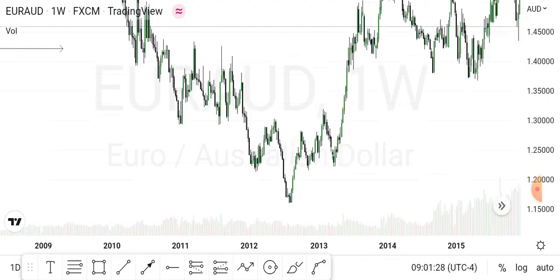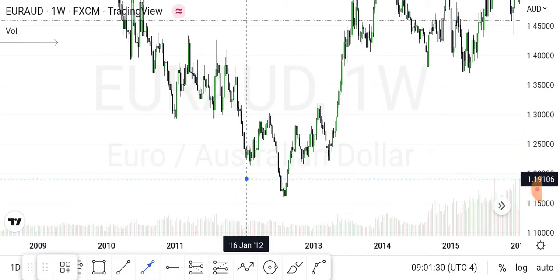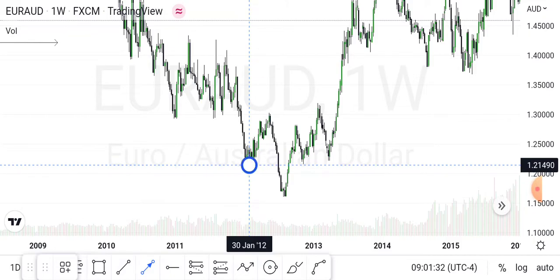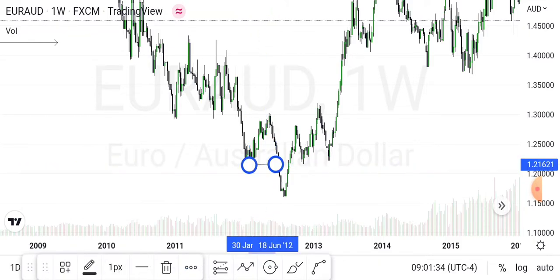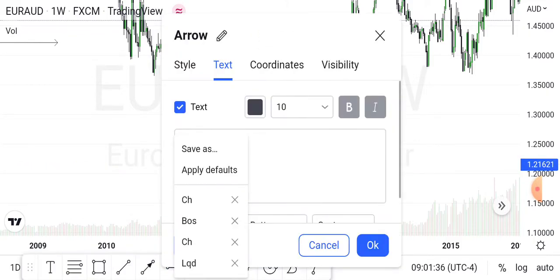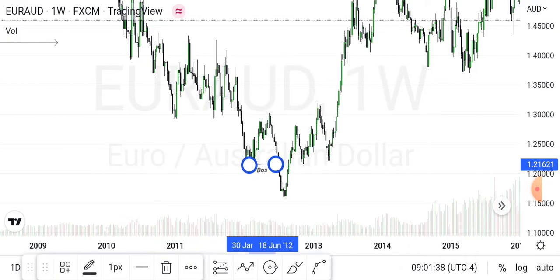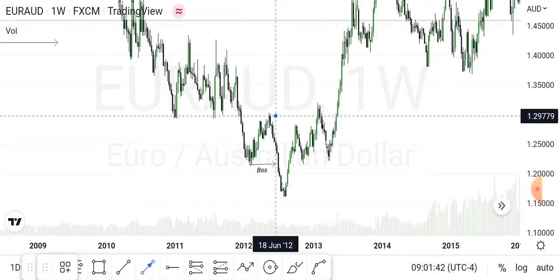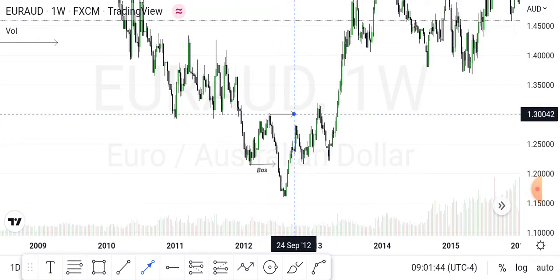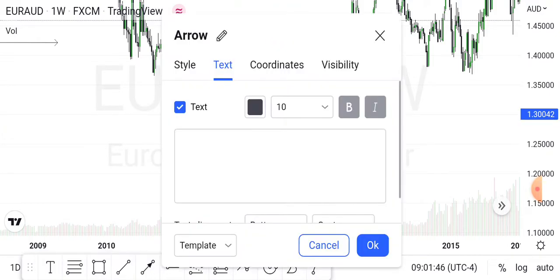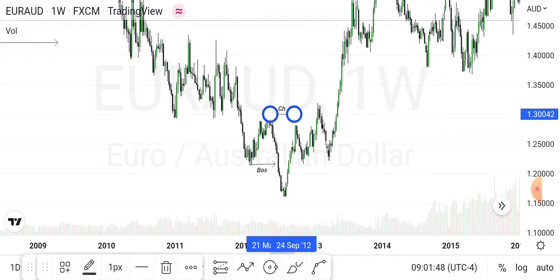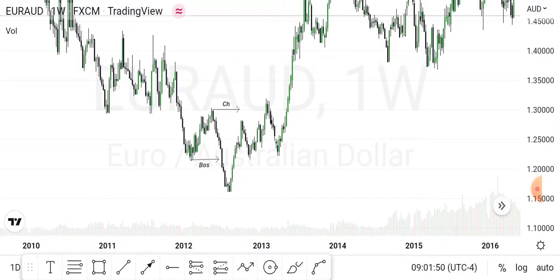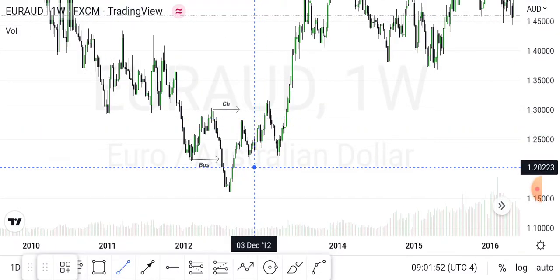Like you see here, we have this break of structure. Let me try and make this video fast. I don't want it to be too long so we don't get bored. And we have the change of character as well, and we see this liquidity here.